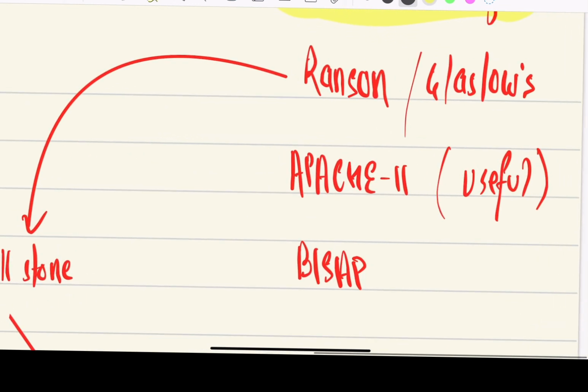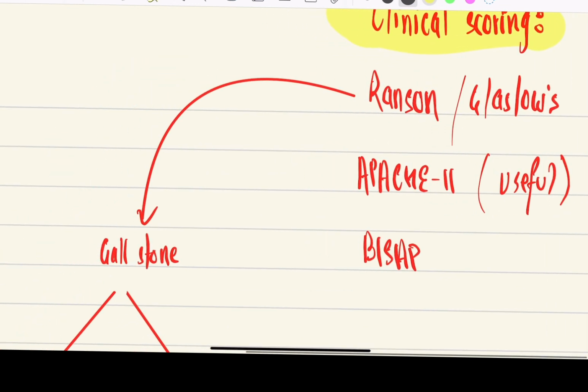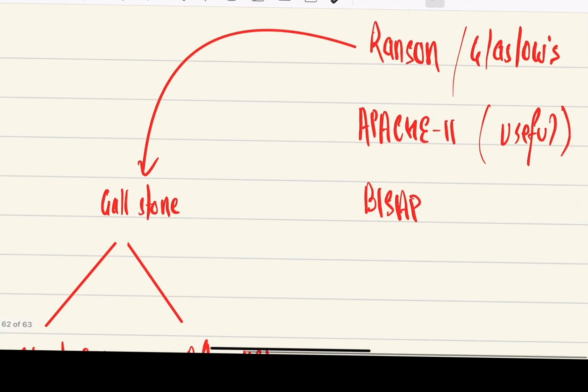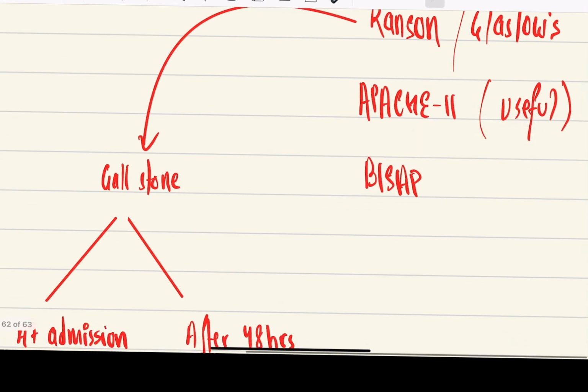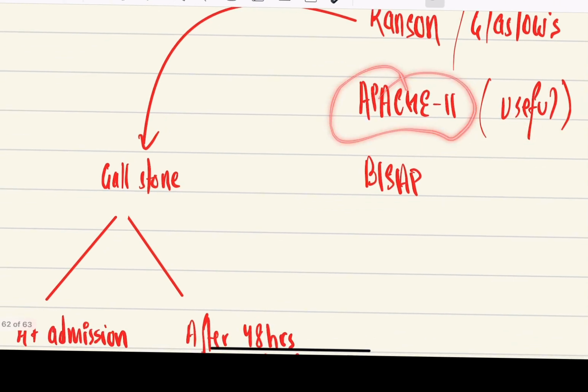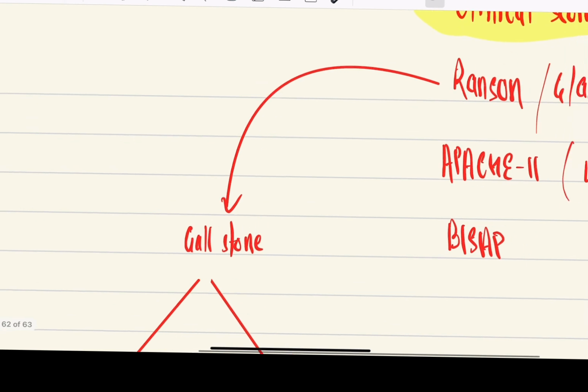Now let's see the clinical scoring. There are 3 scores: Ranson's, APACHE, and BISAP, out of which APACHE is useful because in Ranson and BISAP we have to compare at admission and after 48 hours, but in APACHE we need not compare. Let's see the Ranson score.